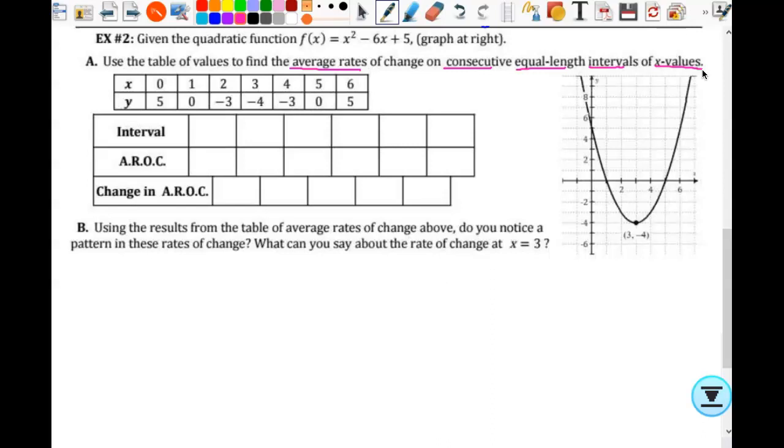Like one right after another. Monday, Tuesday, Wednesday are consecutive days. Monday, Wednesday, Friday are not. They don't go one right after another. Equal length intervals. So you'll hear that a lot.